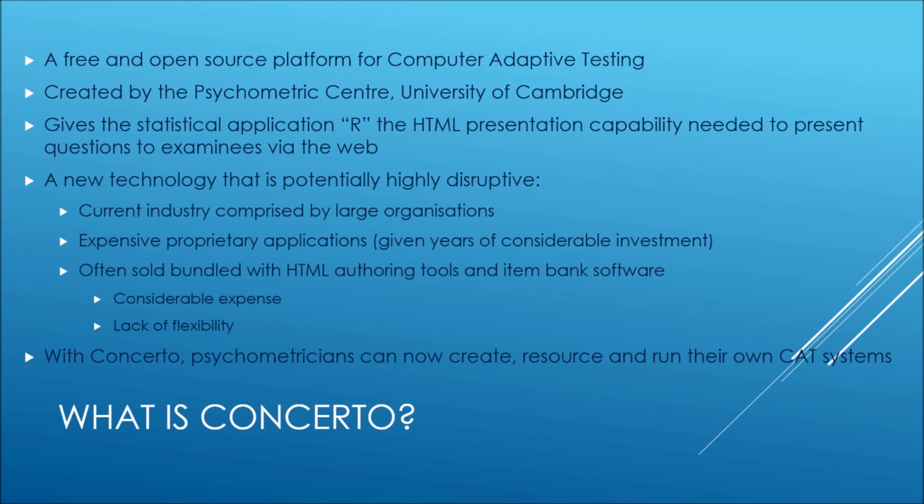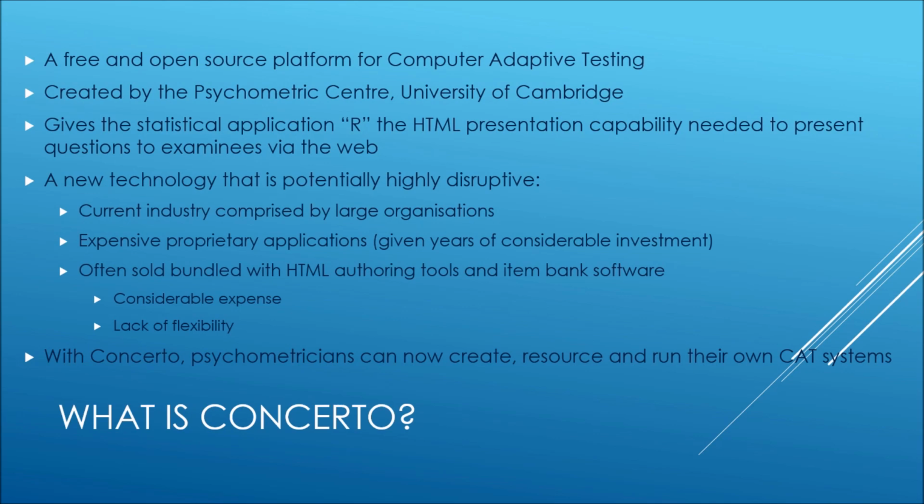Now, these applications are also bundled with HTML authoring tools and item bank software and other such things because clients can find that kind of a package very, very attractive. However, the problem is that it compounds the considerable expense of a computer adaptive testing solution. A mature solution consists of anywhere between several $100,000 and several $1 million to obtain.